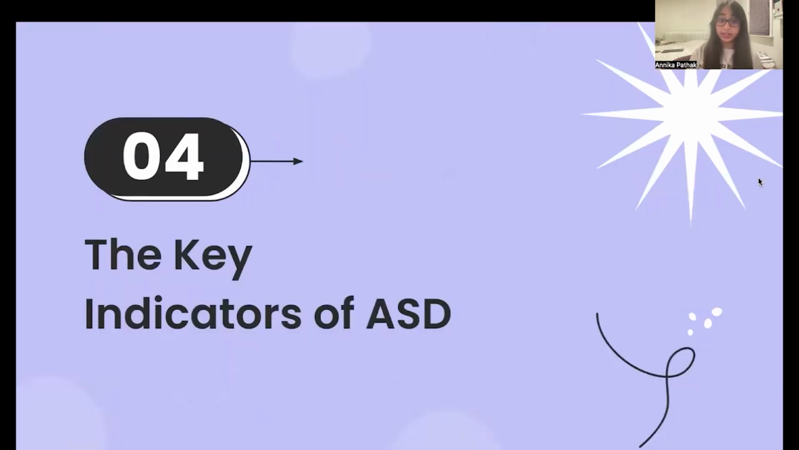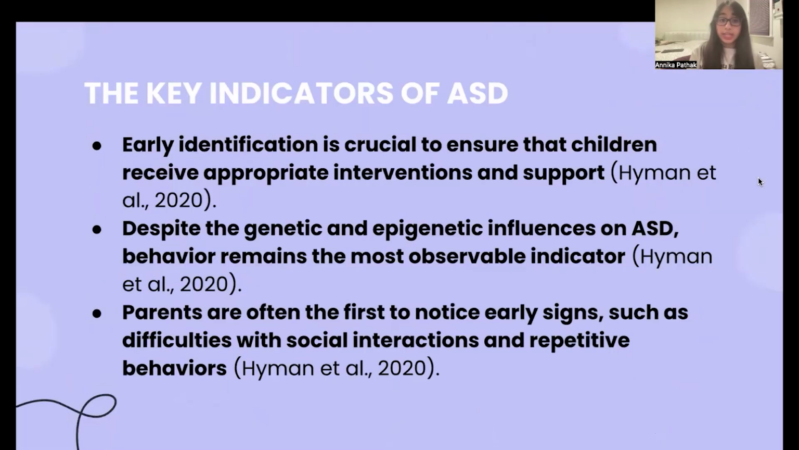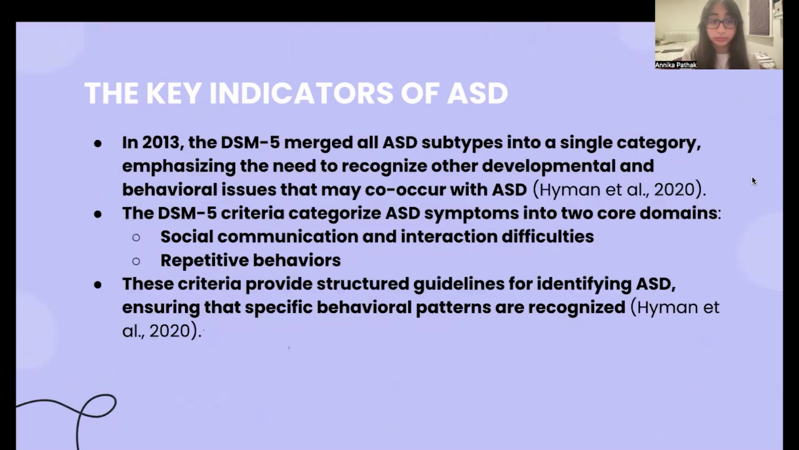The key indicators of ASD. Early identification is crucial to ensure that children receive appropriate interventions and support. Despite the genetic and epigenetic influences on ASD, behavior remains the most observable indicator. Parents are often the first to notice early signs, such as difficulties with social interactions and repetitive behavior.